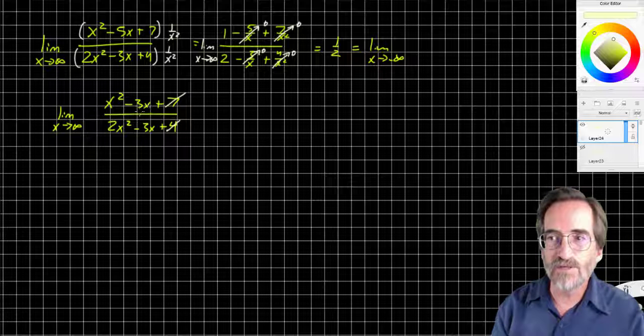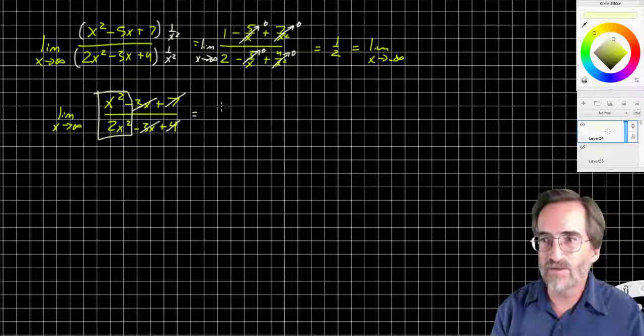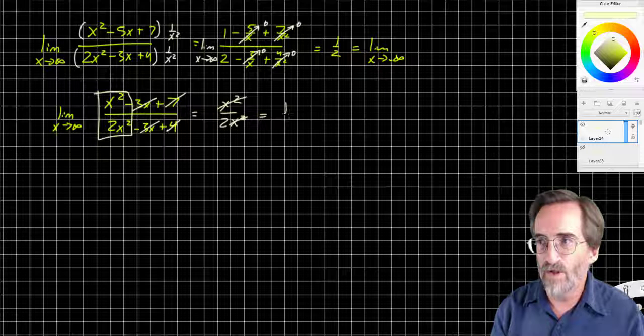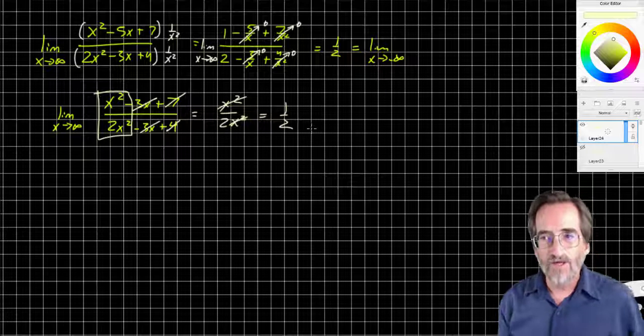The 3x grows in a linear fashion. The x squared grows in a power fashion, and the x squared is going to grow a lot faster than the 3x. And so as x gets really, really big, the 3x isn't going to matter much. Neither is this 3x, because the 2x squared is going to grow. And so really this behaves just as the highest powers of x, x squared over 2x squared, and the x squareds cancel, leaving 1/2. All right, so that's another way to think of it.